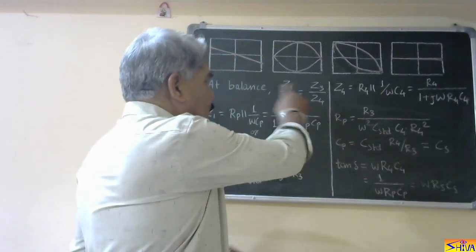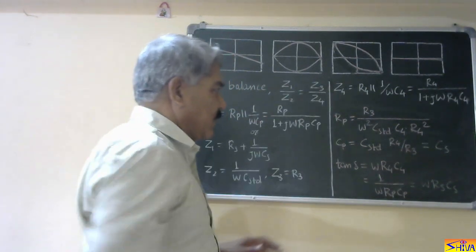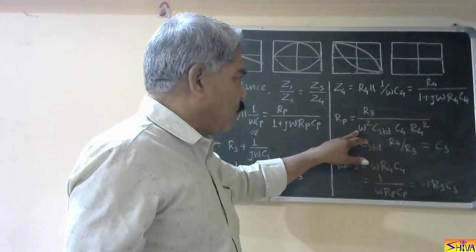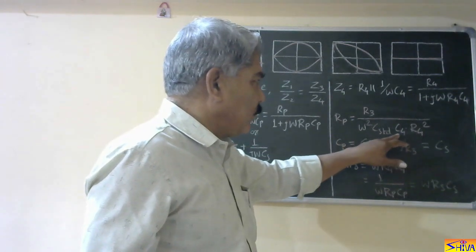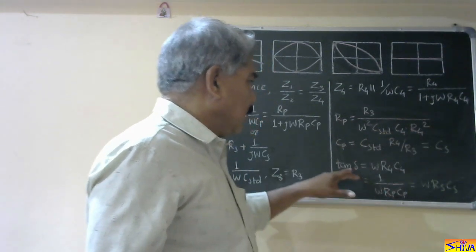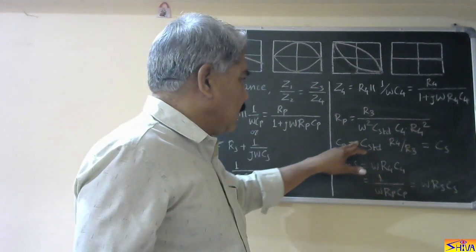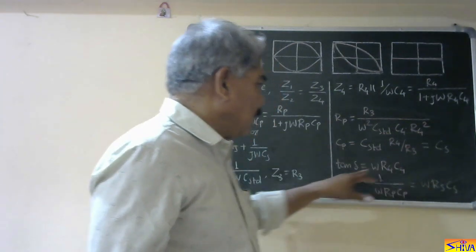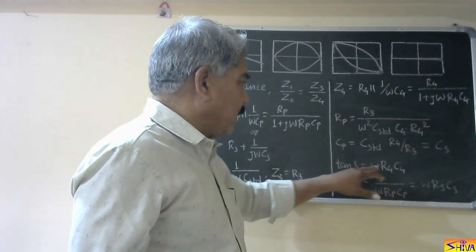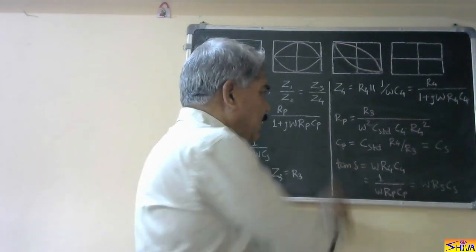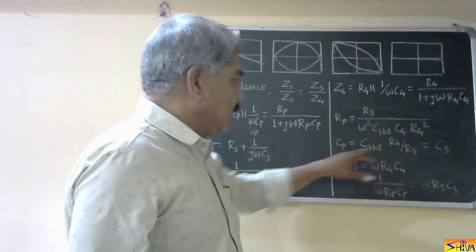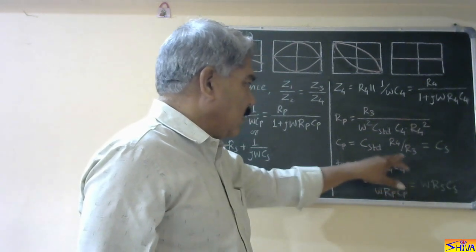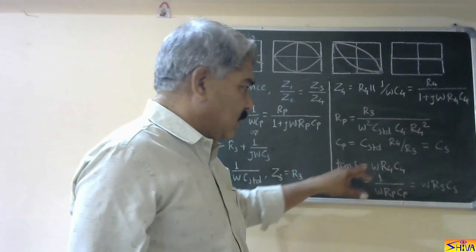Now after putting all these values in this balance equation and simplifying, we get Rp equal to R3 upon omega square C standard C4 into R4 square. Cp is equal to C standard into R4 upon R3, which is equal to Cs. Tan delta is omega R4 C4. If we are representing this branch by series combination or parallel combination, Cs and Cp, they are the same equation. Tan delta is omega R4 C4, irrespective of whether it is parallel combination or series combination.